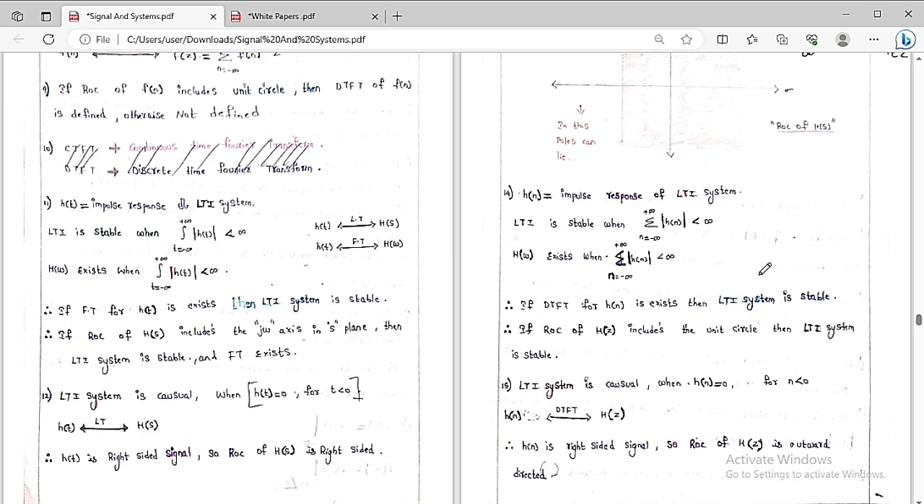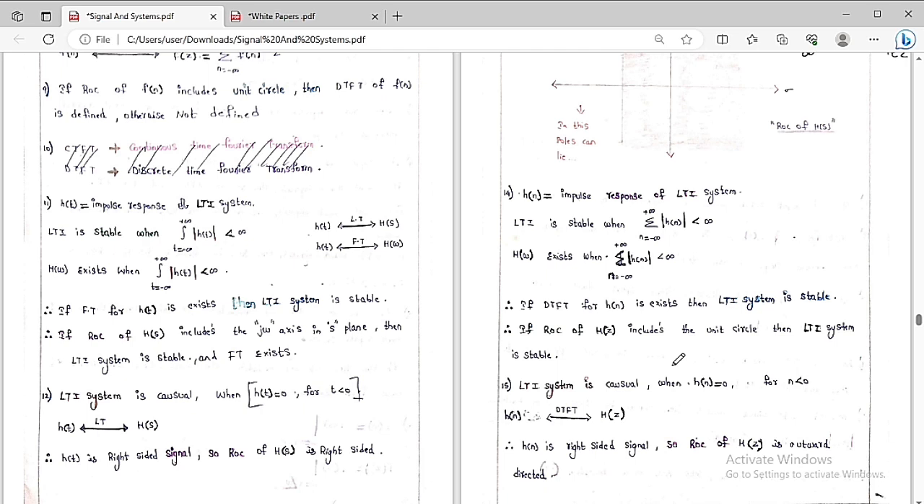So definitely, if h of n is absolutely summable, the system is said to be stable, and the discrete time Fourier transform is also going to exist. So if the discrete time Fourier transform for h of n exists, then by default the LTI system is stable. If the ROC of H of z includes the unit circle, then the LTI system is stable.